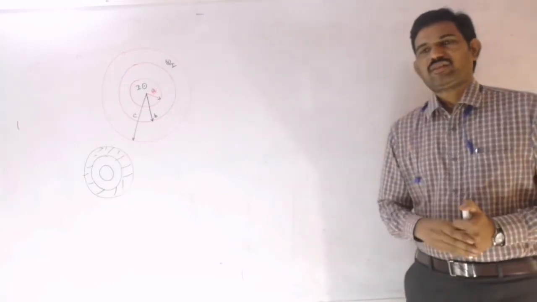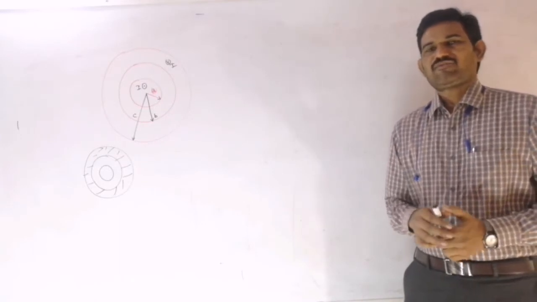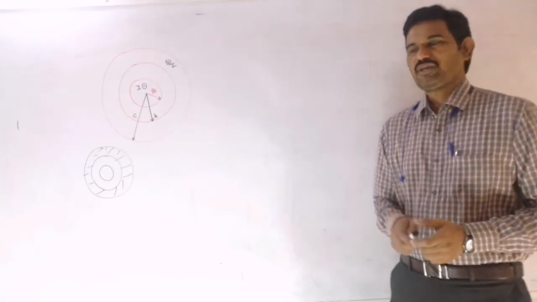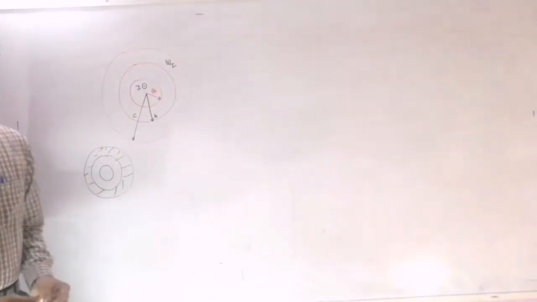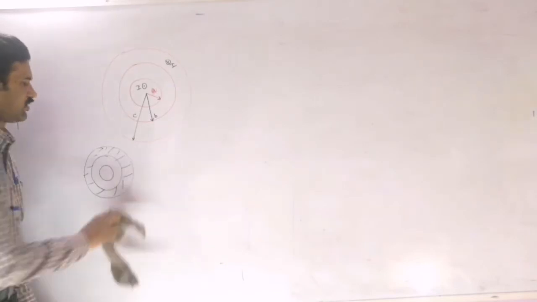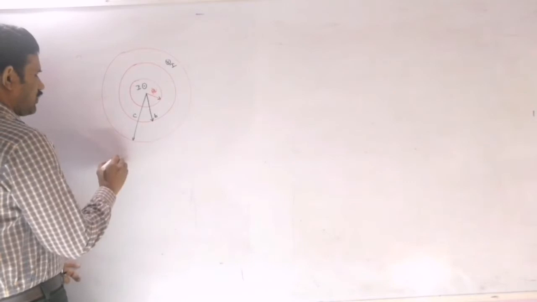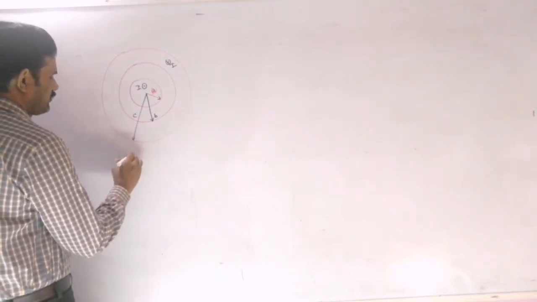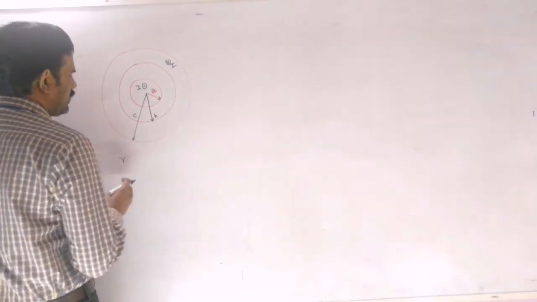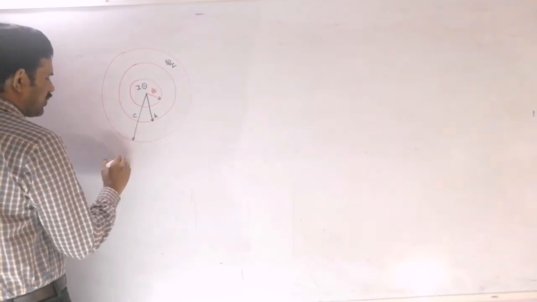Then find the magnetic field due to the system at the point P, which is at a distance r from the common axis. When r is less than b, that means a less than r less than b.